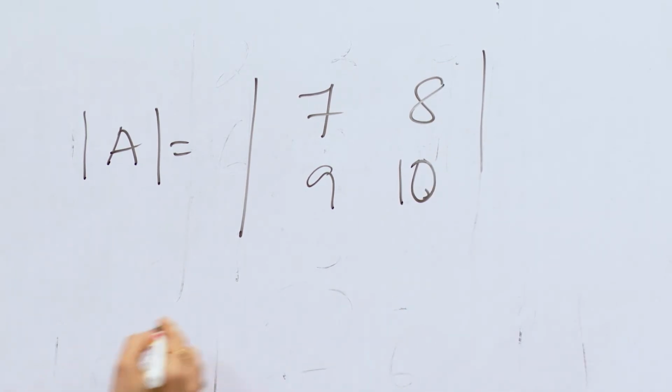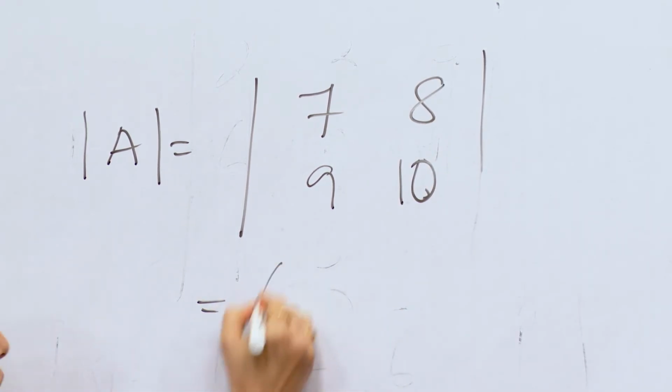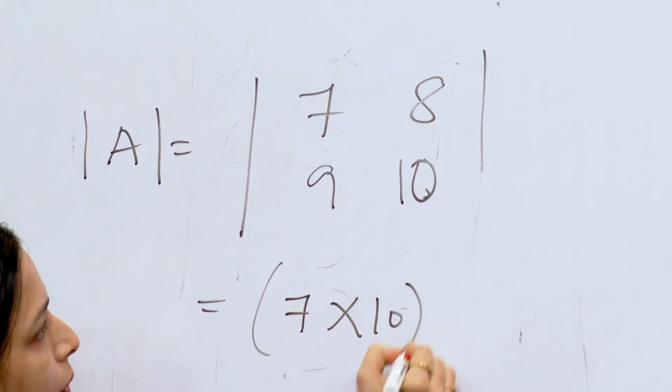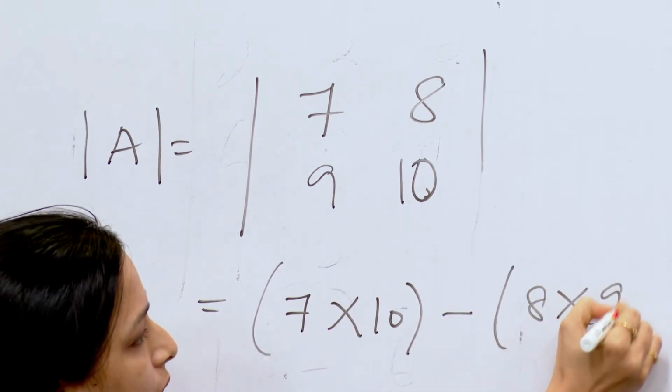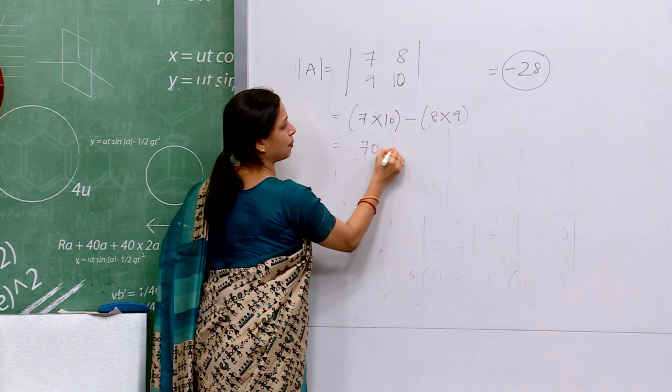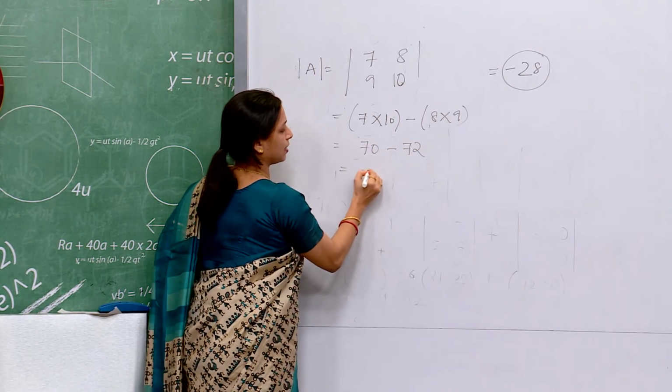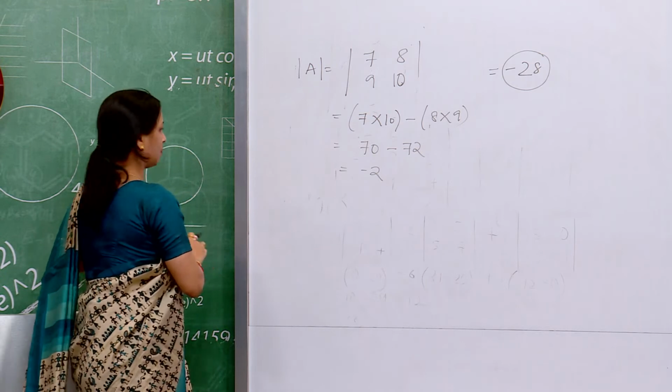Okay. How to find out the value of a second order determinant? We have already discussed: 7 into 10 minus 8 into 9. So that is 70 minus 72. The answer is minus 2, right.